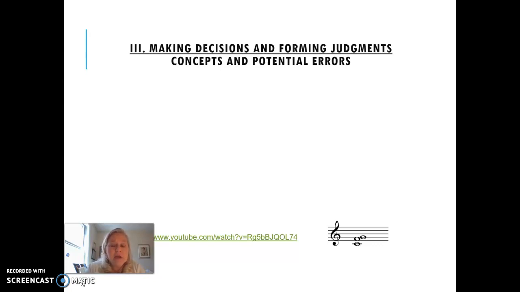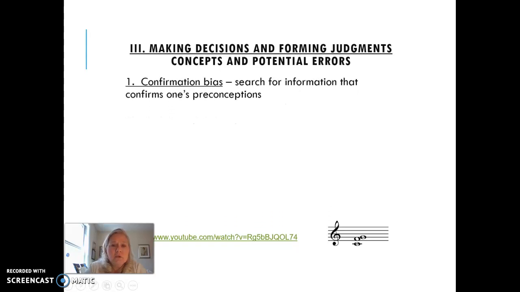We're going to be looking at 5 concepts and potential errors. The first one is really an important one. This is called confirmation bias. Confirmation bias is when we search for information that confirms our preconceptions about something.